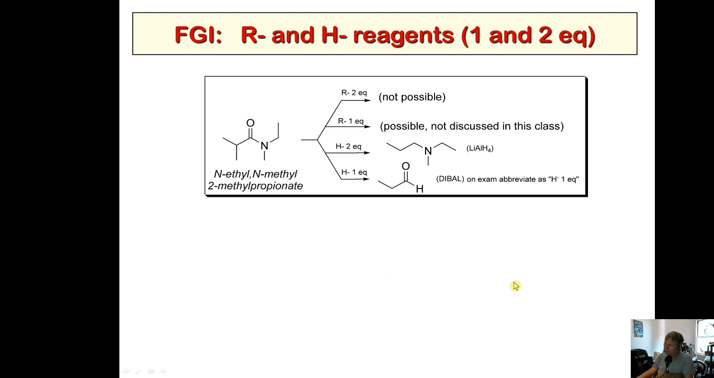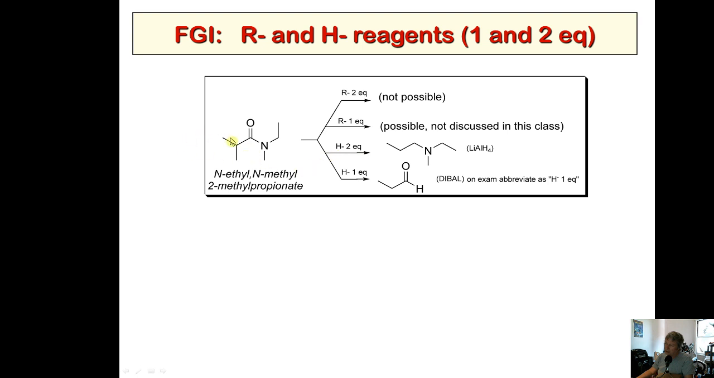Okay, amides, R minus 2 equivalents. Is that possible? Well, to my knowledge, it's not. I think I researched this. I didn't see it. Our book doesn't mention it. We didn't mention it. R minus 1 equivalent, I think that is possible, but we didn't discuss this in class. But we did learn about H minus 2 equivalents, which was lithium aluminum hydride, and that just wipes away the carbonyl. So the carbonyl goes away and you get an amine, right?